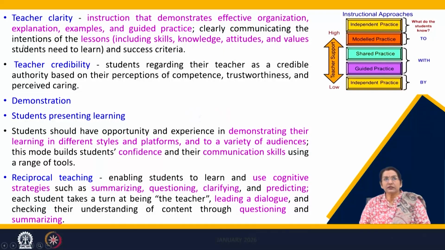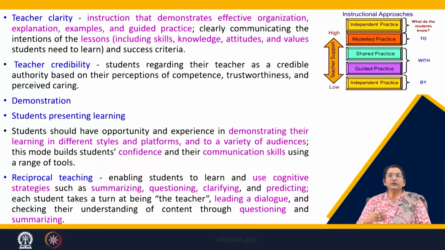Similarly, the teacher's clarity is also very important: instruction that demonstrates effective organization of explanations and examples. Whenever we are putting up any slides, any content, any handout, it must have clarity, with clearly given explanation, organization, guidance and outlines, even in lessons including the skills and knowledge. Teachers' clarity is very important, teachers' competence, credibility and trustworthiness are very important, his mastery is very important, and it can also be shown through demonstration.